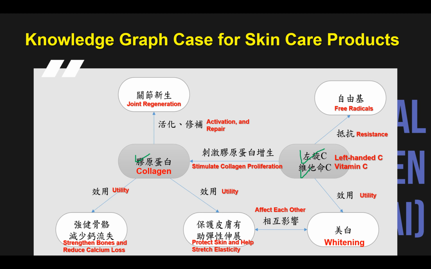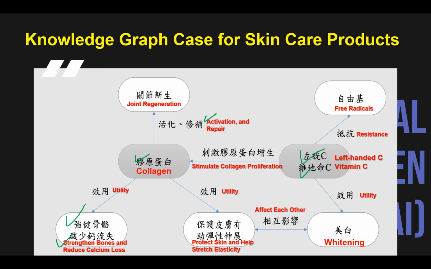And actually for collagen they have 3 functions. For example, on the top right here, activation, the repair, the joint regeneration. And 2 utilities. On the right side, they will strengthen bones and reduce calcium loss. On the right-hand side, the utility can protect skin and help the strength and elasticity.